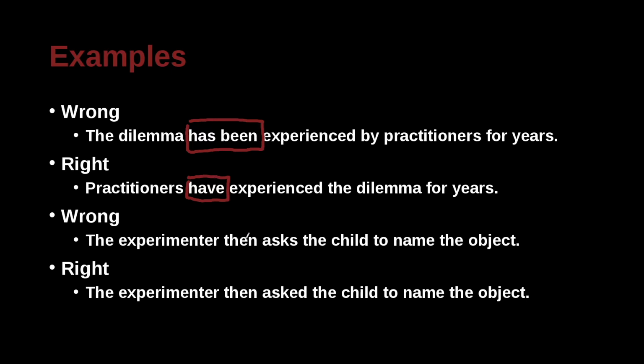The experimenter then asks the child to name the object. The experimenter then asked the child to name the object. So in this case, we're using the present tense, that the experimenter is doing something, and here we have the past tense. The experimenter then asked. Well, this is the present perfect tense, so we're actually making it in the past at that time, but using this asks.